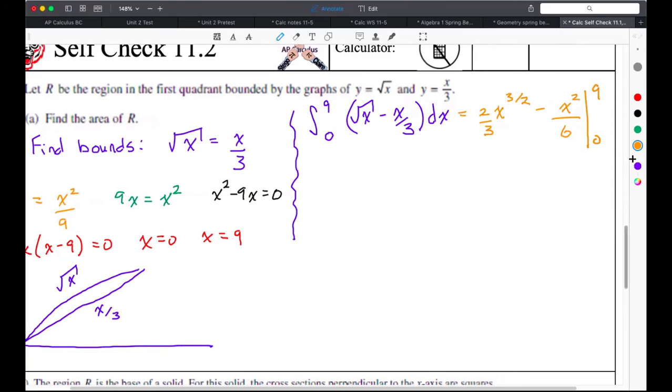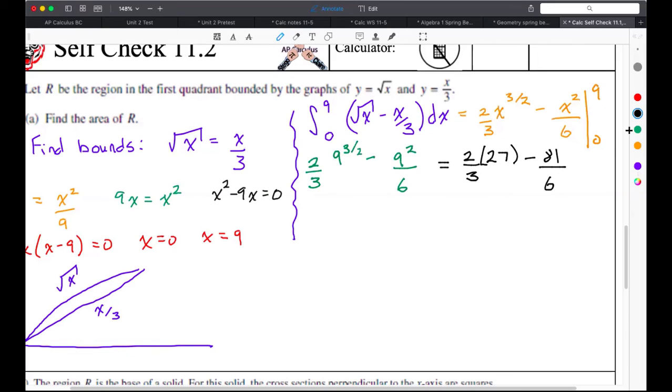And then plugging these in, I don't have to worry about plugging in 0, but when I plug in 9, I get 2/3 of 9 to the power of 3/2 minus 9 squared over 6. Okay, next step. 9 to 3/2, you can probably do these in your head now. Square root of 9 is 3. 3 to the power of 3 is 27. So this is saying 2/3 of 27. And then minus 9 squared, so that's 81 over 6.